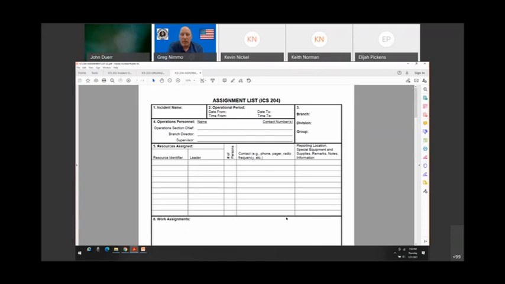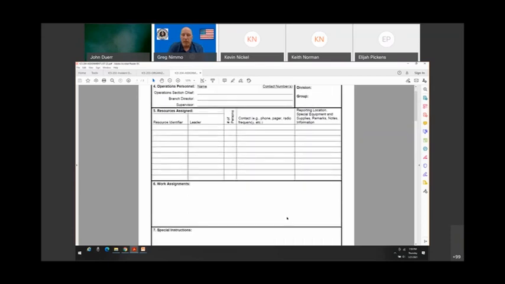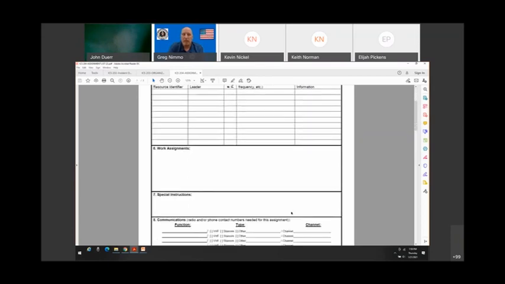This is what your operations chief is going to use to say, hey, this is our leaders, this is what we're going to use. And then your work assignments: what's your task for the day? What do we expect you to get done in this typically 12-hour operational period? So it's important to have this document filled out so that your operations section leader knows exactly what's expected of him, and can complete his task in a timely fashion.